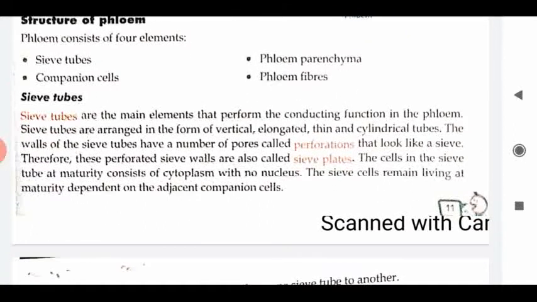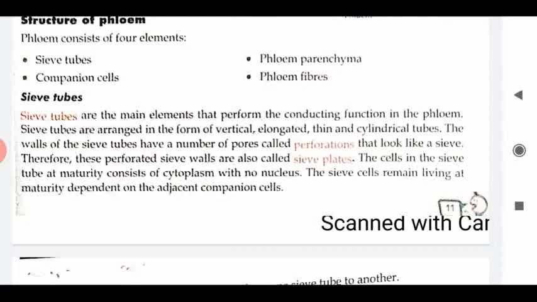Here it is written that sieve tubes are the main element and perform the conducting function in the phloem. Yes, because it has a tube. Earlier I told you that they have a cylindrical, elongated structure. They are longitudinal cells, and at the end they have numerous pores, which are called perforations. They look like a sieve. Therefore these perforated sieve walls are called sieve plates.